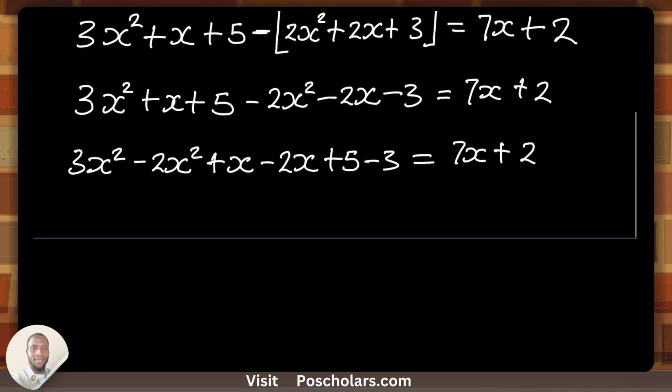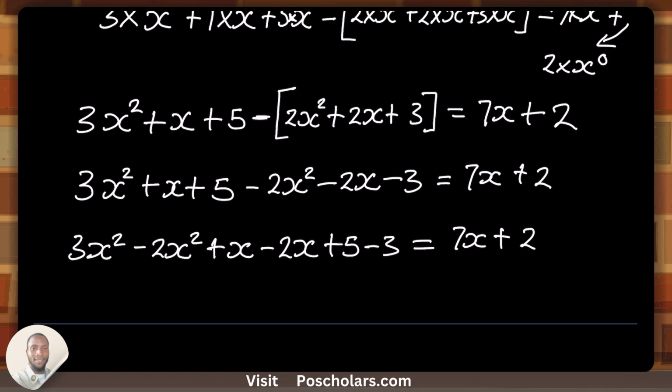Now we can continue simplifying by saying x minus 2x. The answer should be minus x, right? So minus x. You are simply saying you have 1 tomato and you are owing 2 tomatoes. If you pay 1, you definitely are still owing 1. So that's why x minus 2x gives minus x. Then 5 minus 3 gives 2. Then equal to the right hand side, which is 7x plus 2.